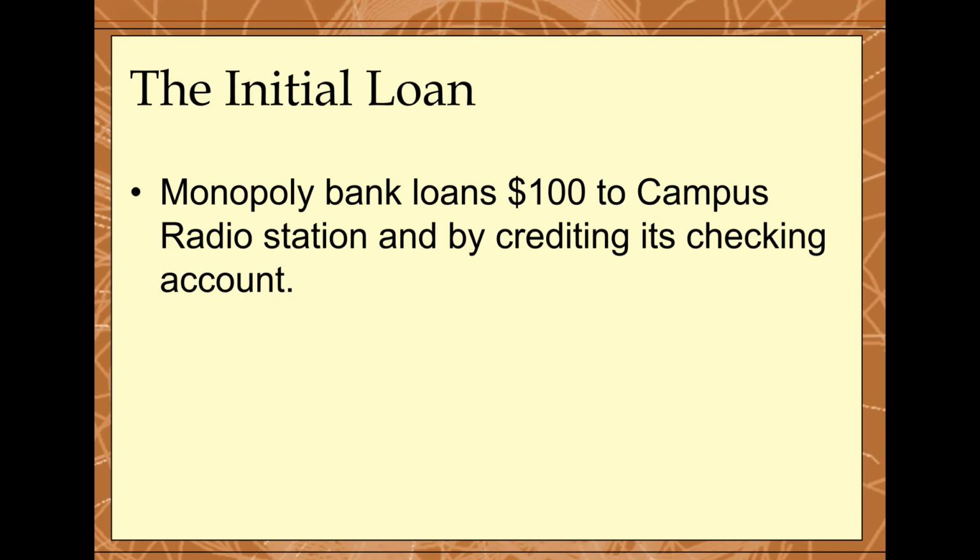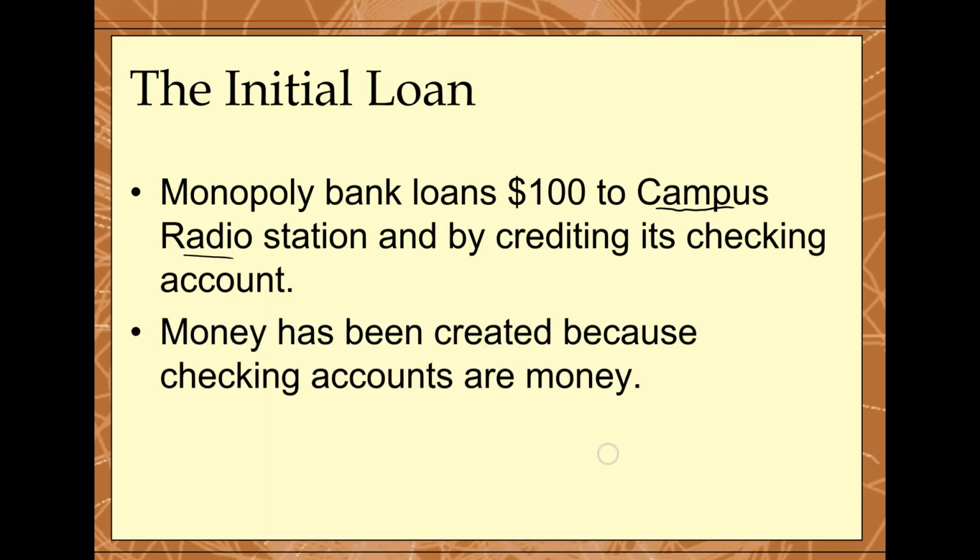Now when that party, campus radio, takes out a loan, they don't get access to that $100 right away. What happens is that loan is deposited back into the bank. And then in essence, money has been created. Now we could examine this process using a T account. And that's what I'm going to do in the next video. In the next video, I'm going to show you this process using a balance sheet.